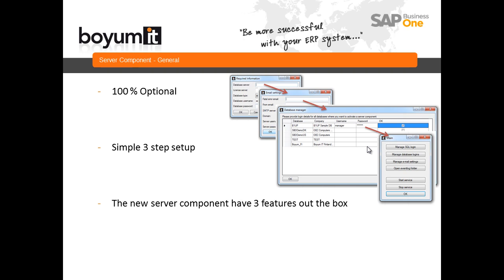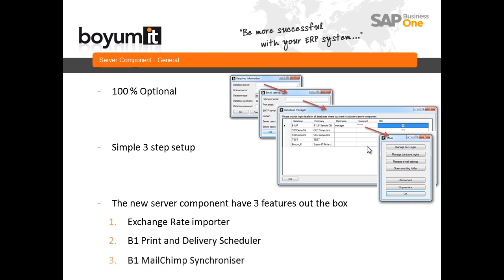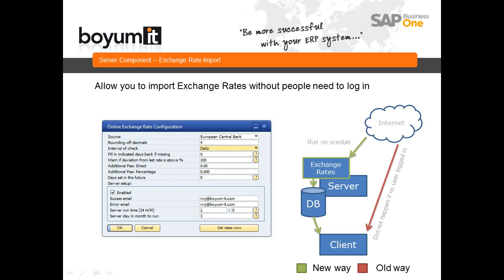And with the new server component, we will be giving you 3 new features out of the box. These are the exchange rate importer, the B1 Printer Delivery Scheduler, and the B1 MailChimp Synchronizer. So let's go into those features. With the server component set up, everything else, setting up the different functionalities you want to use, is happening within Business One, just as you would before.